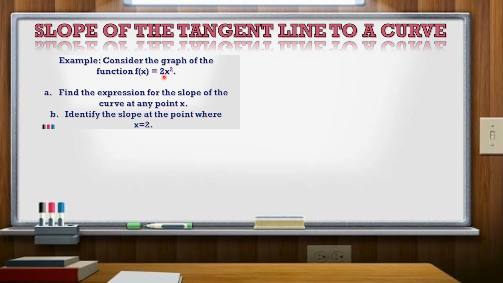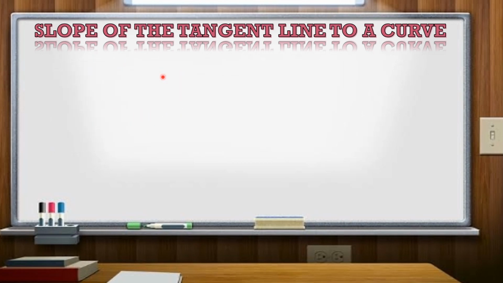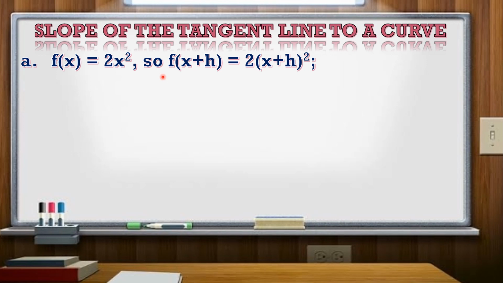Again, our function is f of x is equal to 2x squared. So, yung gagawin natin, kukunin natin yung slope kanina, that is slope is equal to the limit of f of x plus h minus f of x all over h as h approaches 0. So, kukunin muna natin yung f of x plus h. Lahat ng x magiging x plus h. So, substitute lang yung x na to magiging x plus h, and that is the function of f of x plus h, which is equivalent to this.